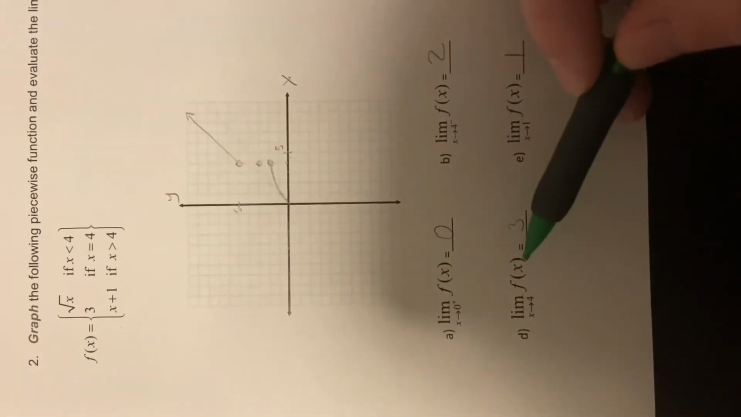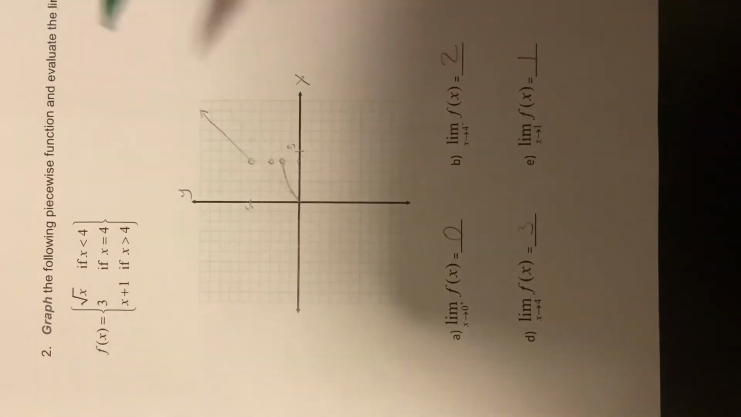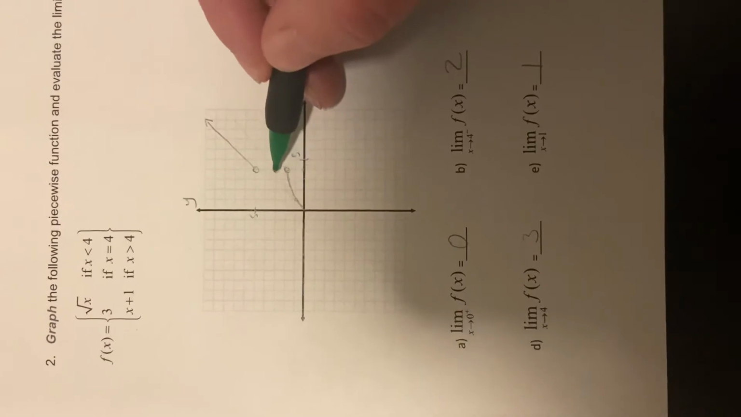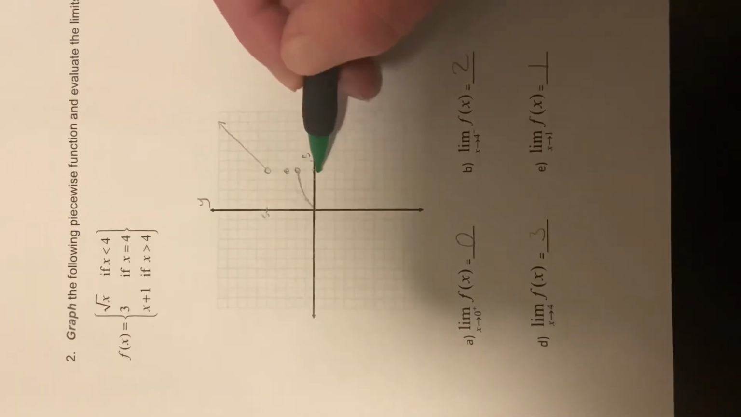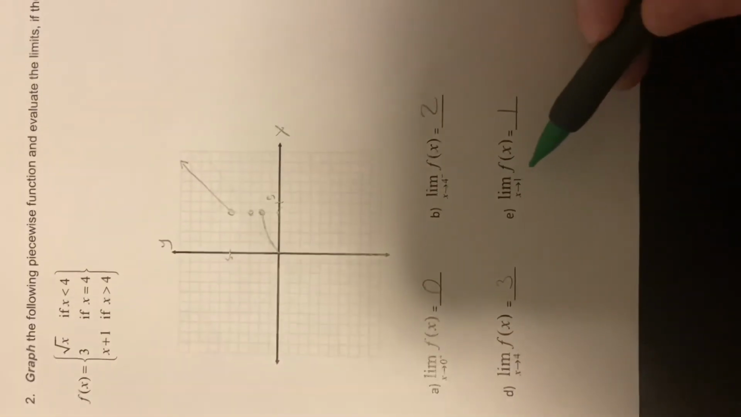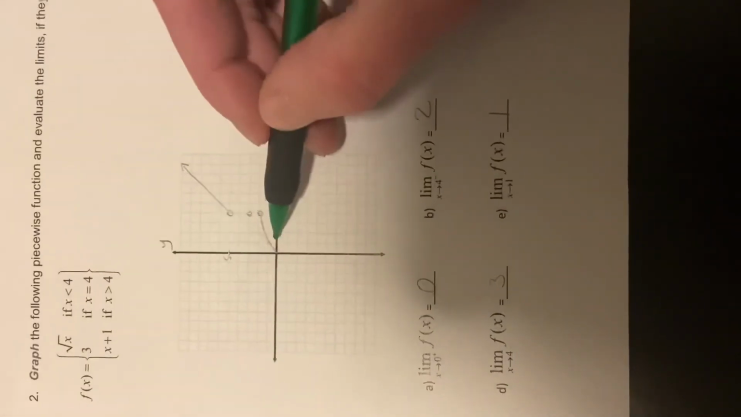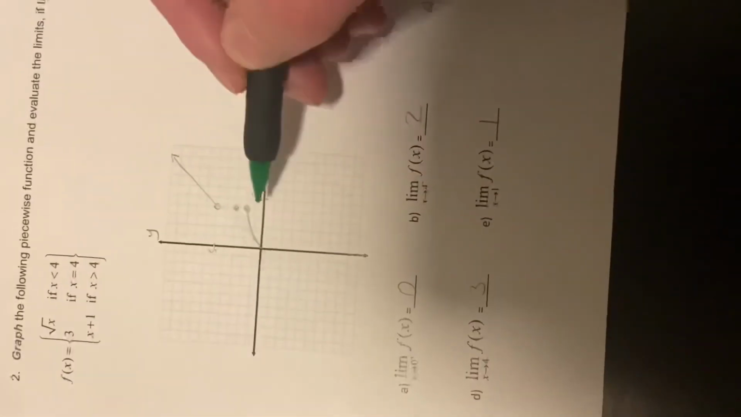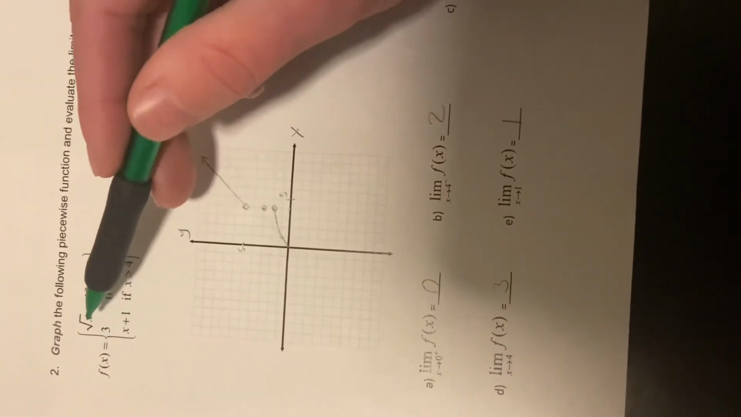Then we have the limit where f of x equals 3, and because it's not approaching from a positive or negative side, we know it is the exact point where x equals 4 and f of x equals 3. Then we have the limit as x approaches 1, and again, it's not from the positive or negative side, so we can just see that x at 1 is 1, knowing that it is the square root of x graph.